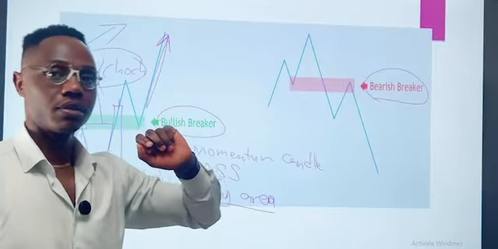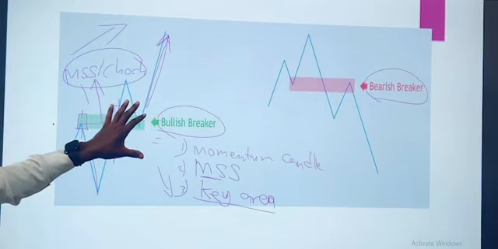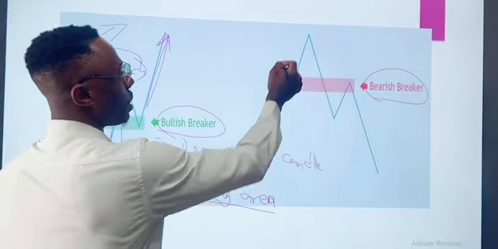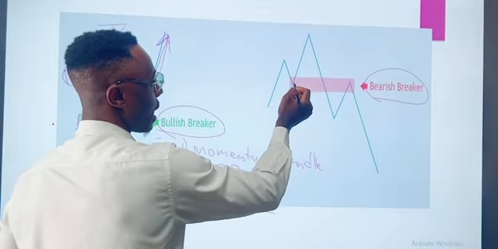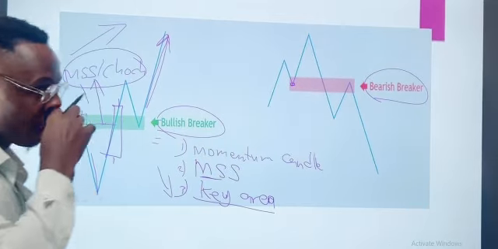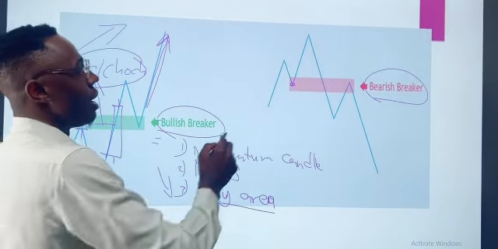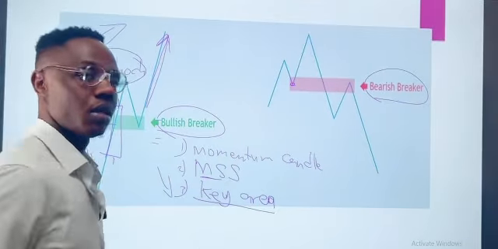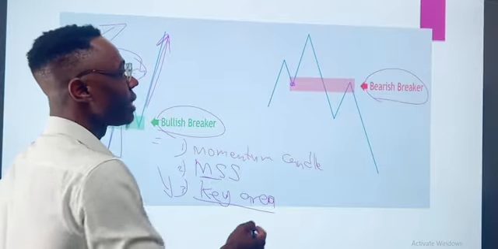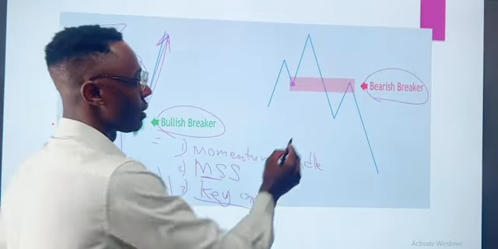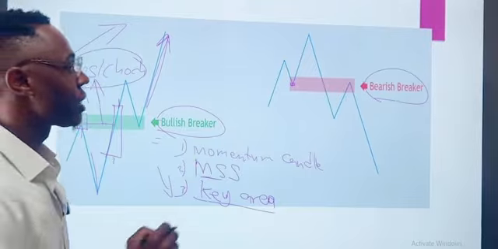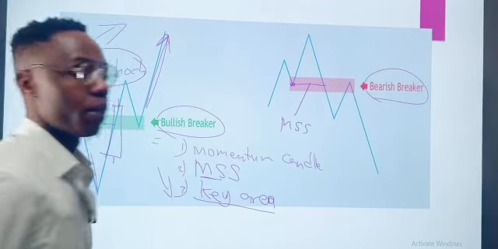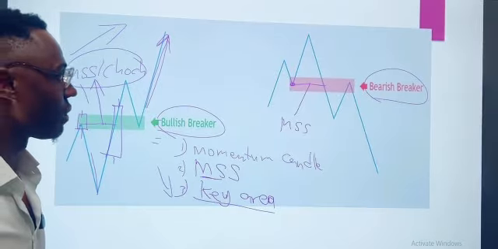We have the bearish breaker block. The same thing, apply this knowledge to this. Now the market went this way and came back. This is our support level. At any support level, we expect the market to bounce back when it gets there. But in this case, the market didn't bounce back. It rather broke it to the downside, creating a market structure shift.